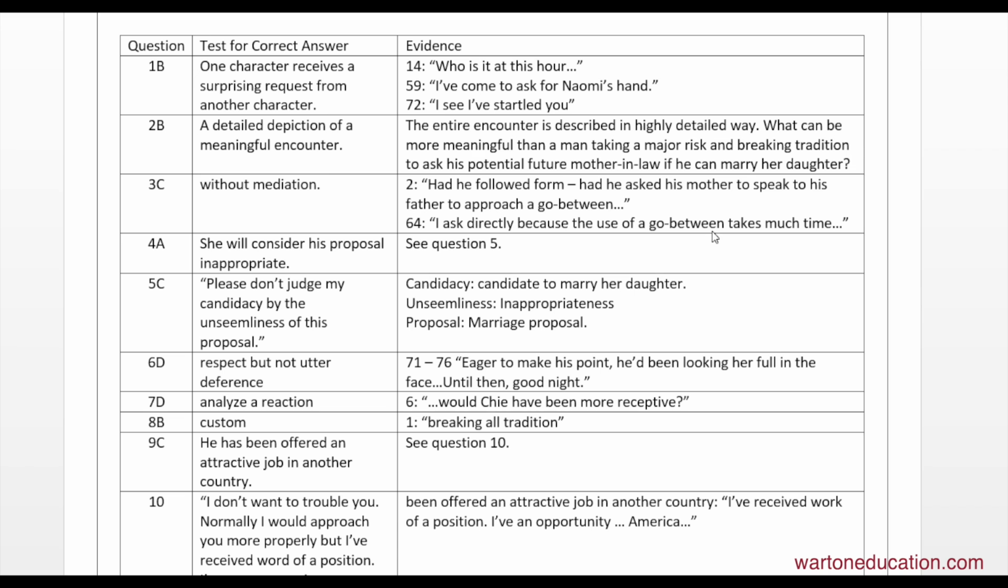Until then, good night. So while on the one hand, he's extremely polite and very respectful, at the same time, he's also very confident, and he says, I see I've shocked you, so give it some time, think it over, and then I'll come back. So he's not completely deferring to whatever she says.